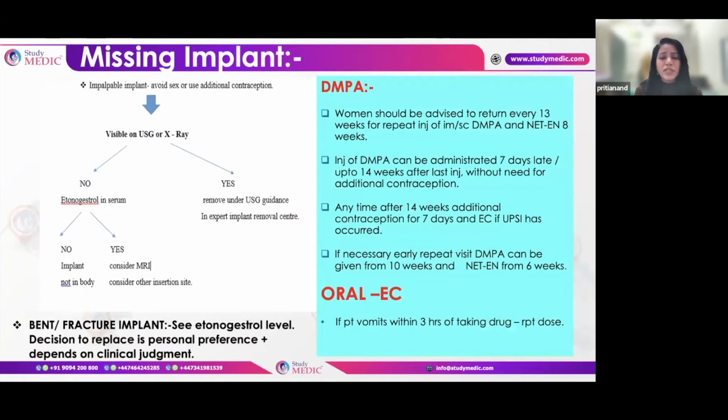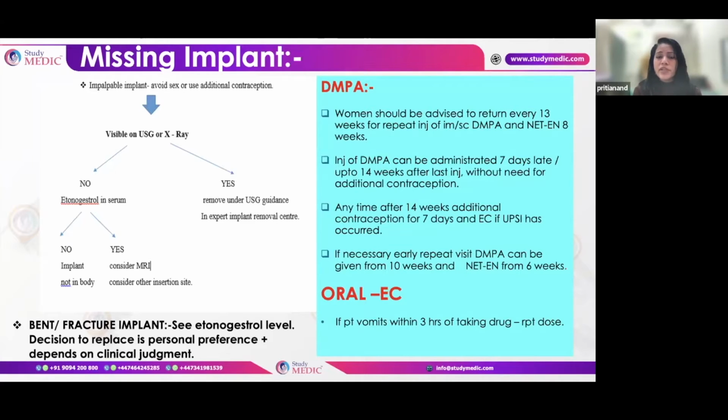Similarly, if the implant is missing at its site, first of all, an ultrasound needs to be done to see where the implant is. If it is there, that means it has gone deep inside and it requires removal at an expert center. If it is not visible on ultrasound or X-ray, then you have to do an etonogestrel level to check whether the levels are there in the sera or not. If they are in the sera, that means the implant is there in the body and you need to consider MRI to locate it. But if the etonogestrel levels are not there in the serum, that means the implant was never inserted in the body at the time when the clinician did it.